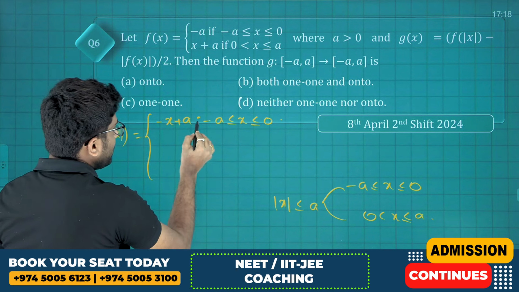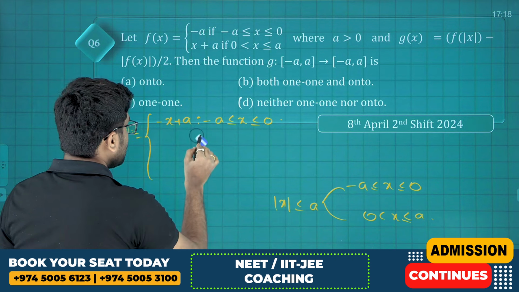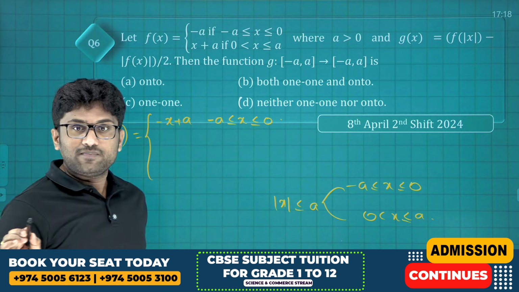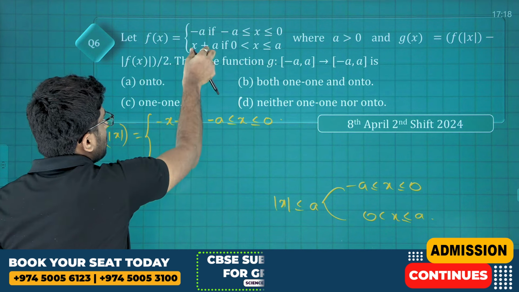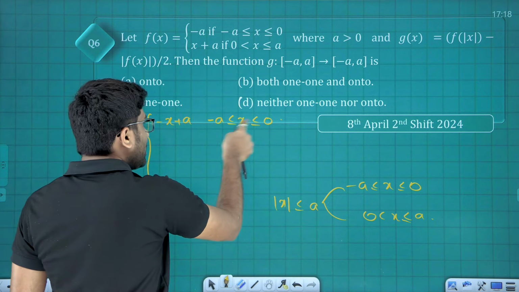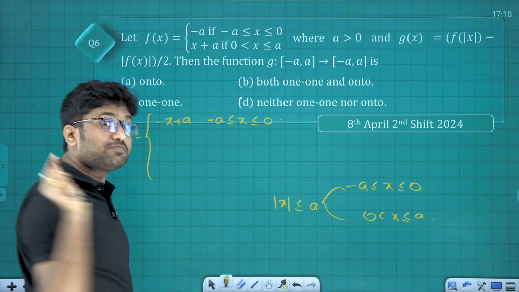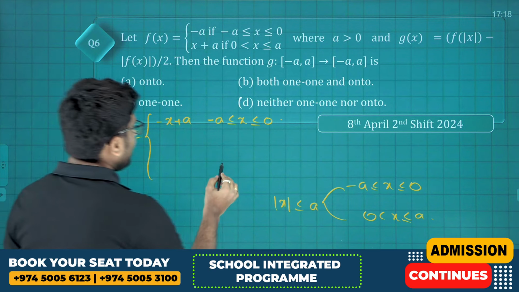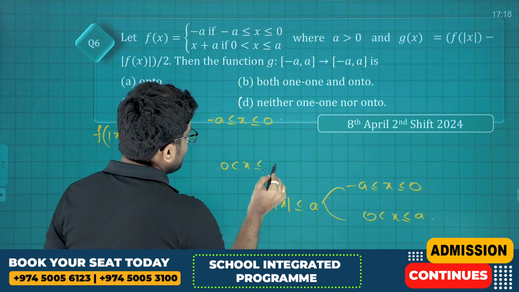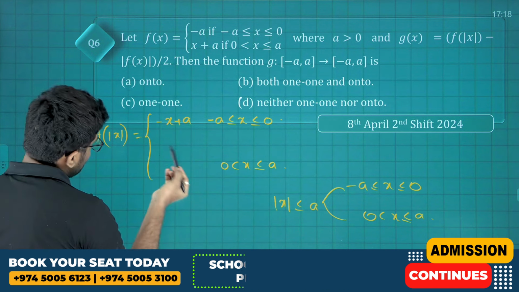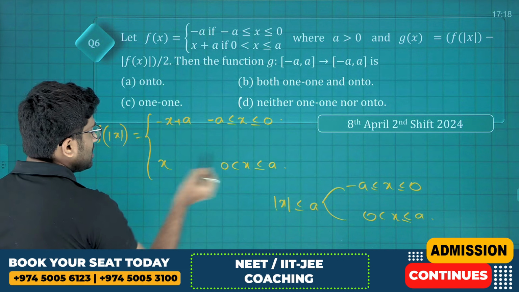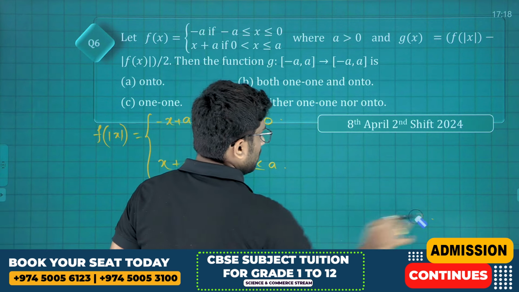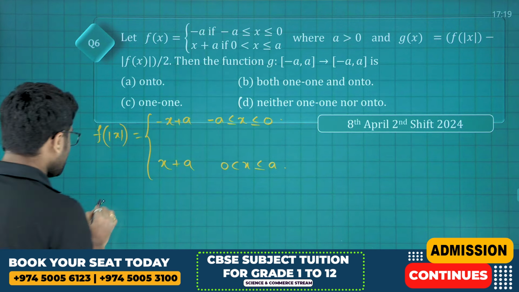Now first case: minus a less than or equal to x less than or equal to 0. In this case mod x plus a, when x is less than 0, it is minus x plus a. I hope it is clear, friends. See, f of x is equal to mod x plus a. Now if x less than 0, mod x is minus x, so we get minus x plus a. Now the second case is 0 less than x less than or equal to a. In that case mod x plus a, x is positive, so x plus a. We have got the f of mod x function. Now what is mod f of x?